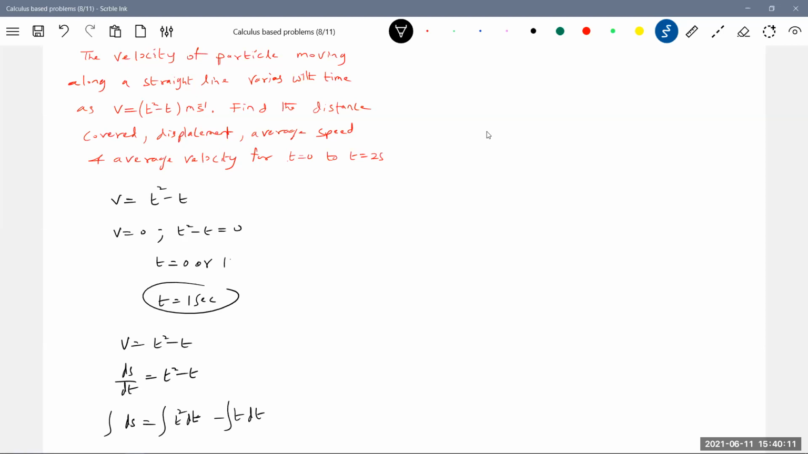Now the limit will be 0 to 2. Directly we are calculating the displacement here. S is equal to t cube by 3, 0 to 2, minus t square by 2, 0 to 2. So this will become 8 by 3 minus 2, which is 2 by 3 meter. This is what I'll call the displacement.